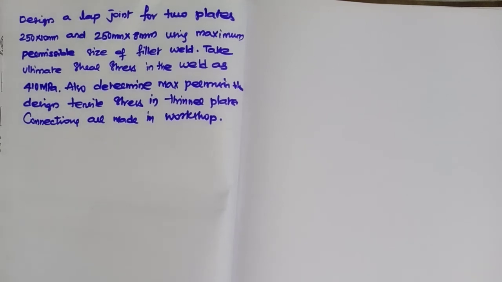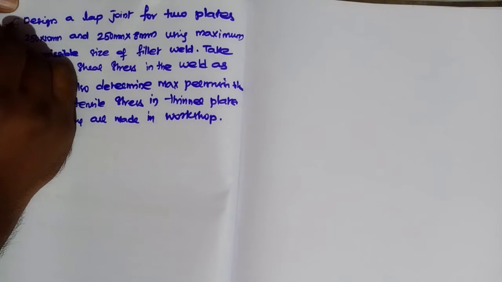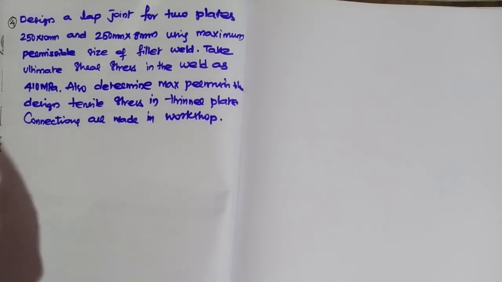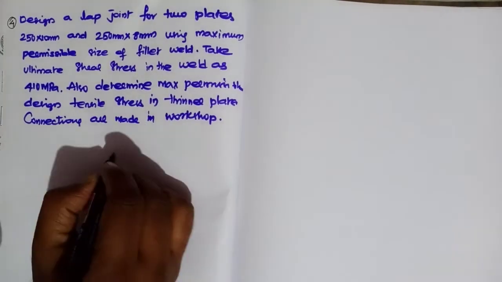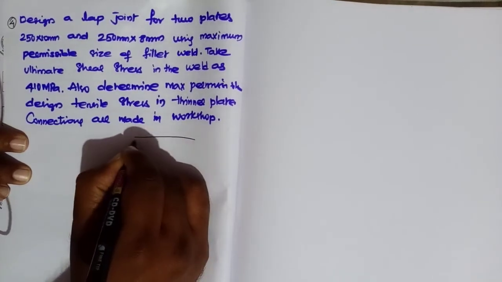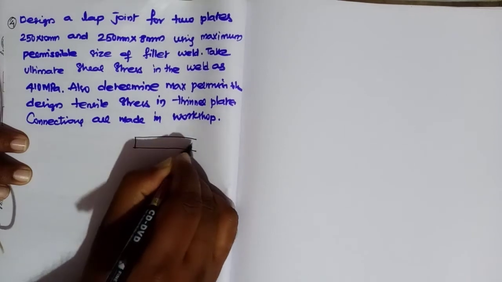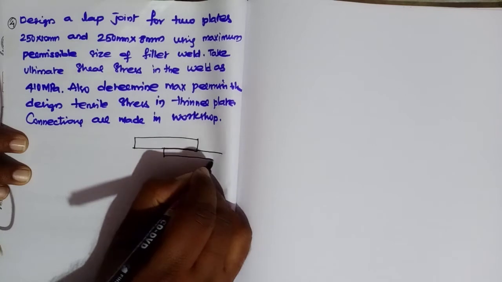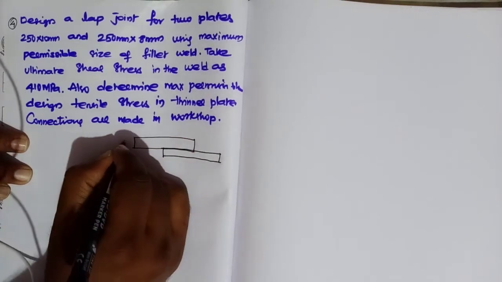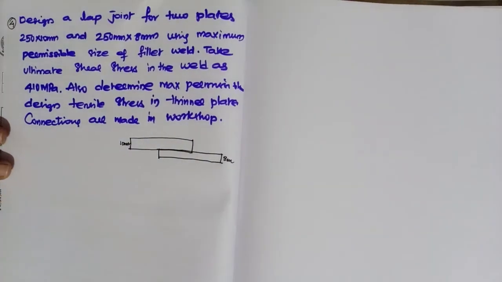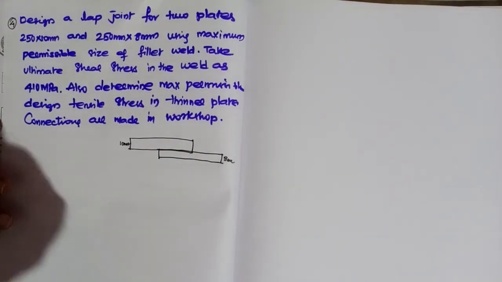See, this is one more problem. I think this is the fourth problem. The previous problem we had lap jointed two plates of the same thickness. Here you are supposed to design two plates 250 by 10 mm with 250 by 8 mm. Okay, so this is the 10 mm thickness plate and this is the 8 mm thickness plate. And one more condition is there.